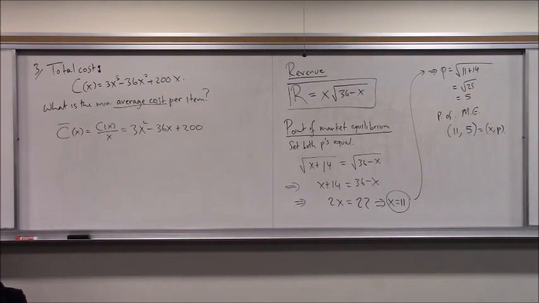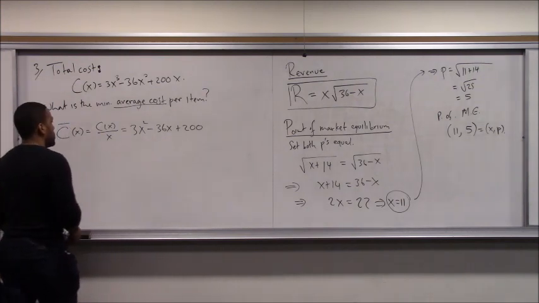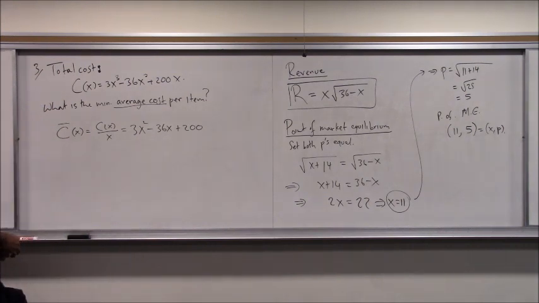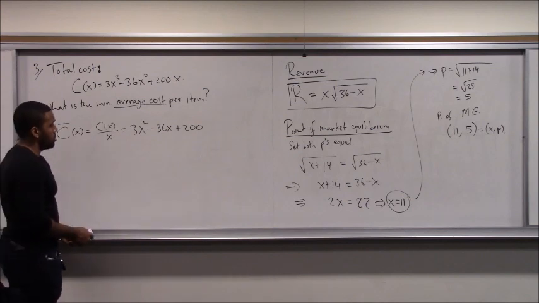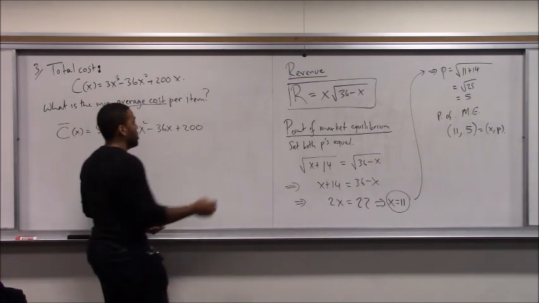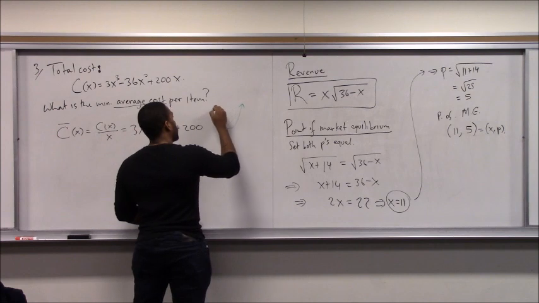So I believe on the test I asked you guys to find the average cost of 10 items or something like that. You would have just divided the function I gave you by x and plugged in x equals 10. Yeah, so that is the function. What do you notice about it? What kind of function is it? It's a quadratic. Does it open up or down? It opens up. So it actually looks like that.